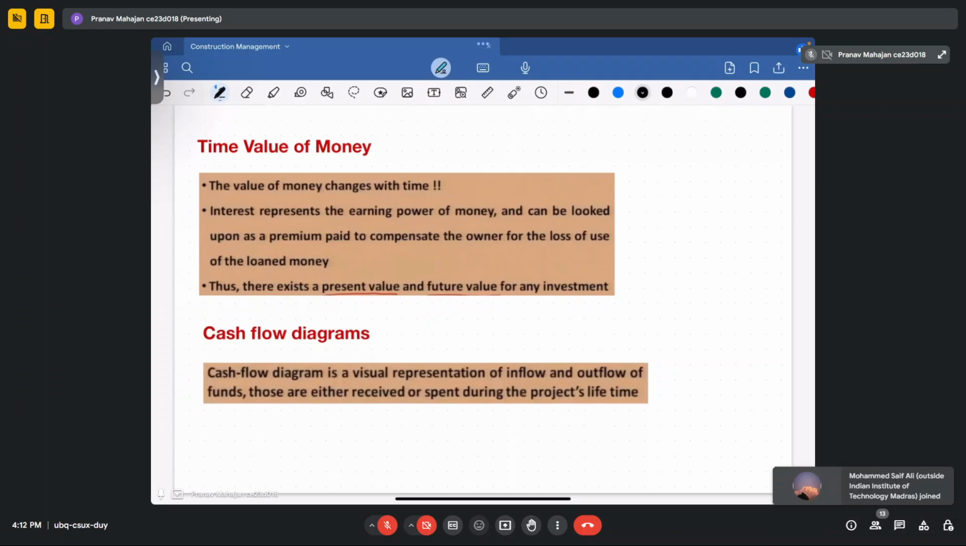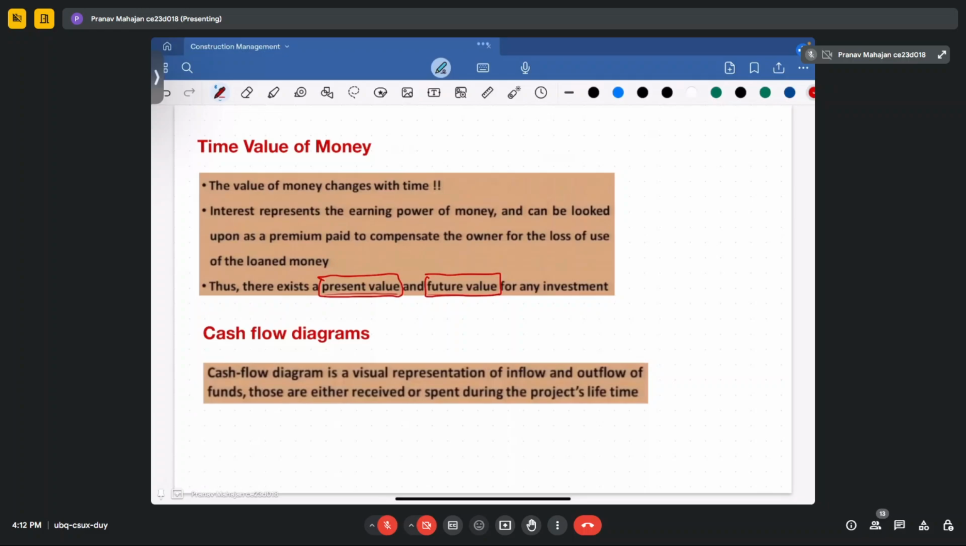Taking an average rate of interest, suppose 12% that you gain from the mutual fund, compounded each and every year, how much SIP is required to be done? That tells you the annuity. This is the difference we are understanding with the present value.